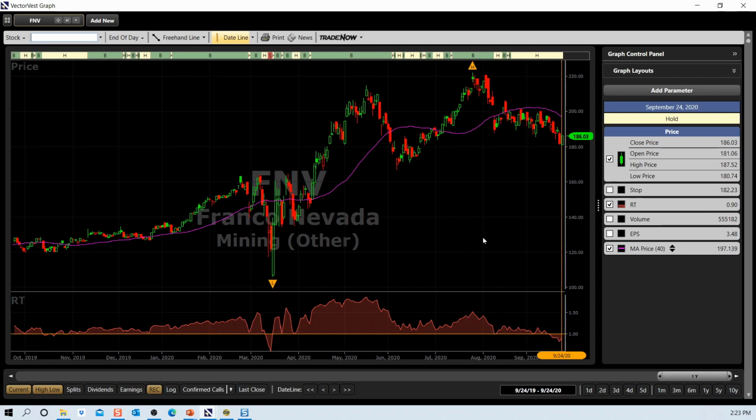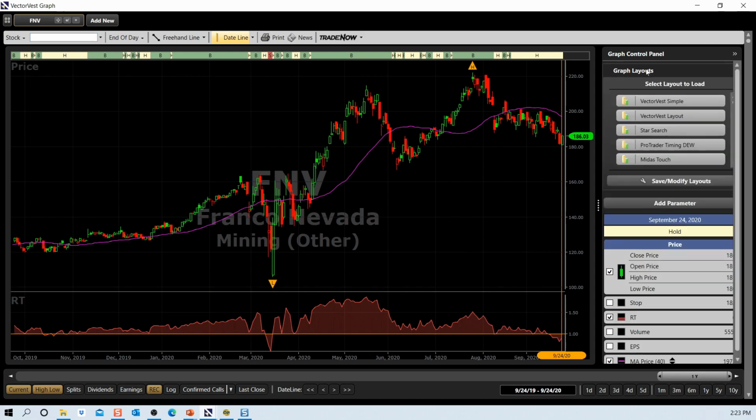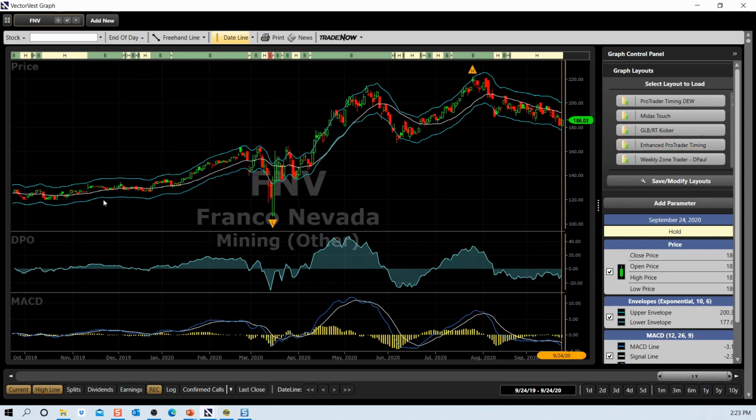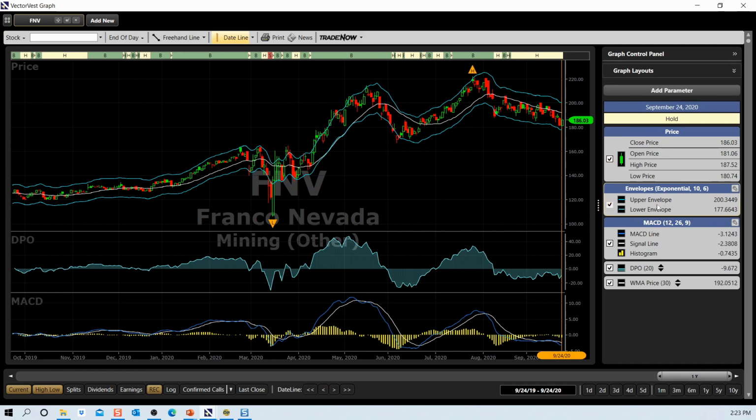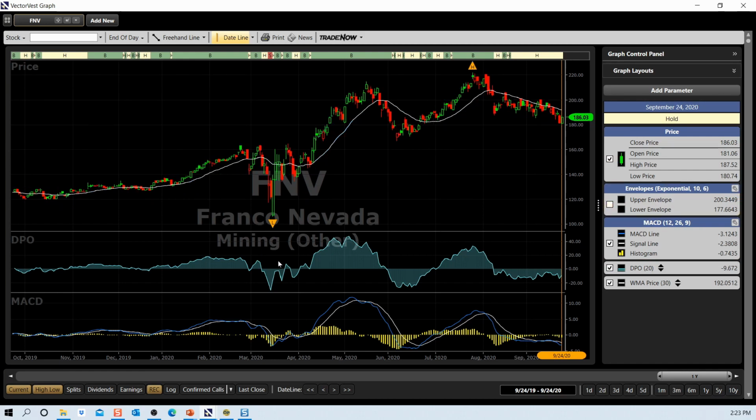graph as well. So from here I click on the graph layouts, and I'll just scroll down a bit, but here is, if I can get down there, there's the Enhanced ProTrader Timing layout. I just left click on it and it sets it up in the subgraph. We've got price, the 30-day weighted moving average in white, and the envelopes are in blue. And typically I will just take the envelopes right off just for now. And then the DPO, the detrended price oscillator, is in the subgraph along with the MACD.